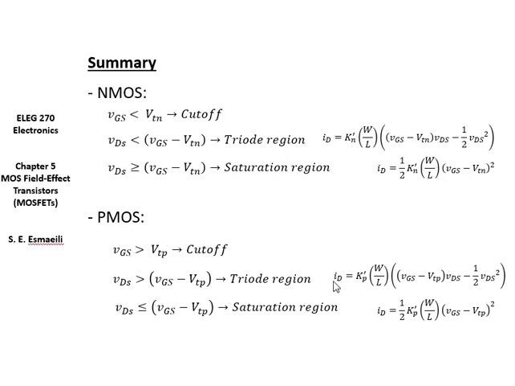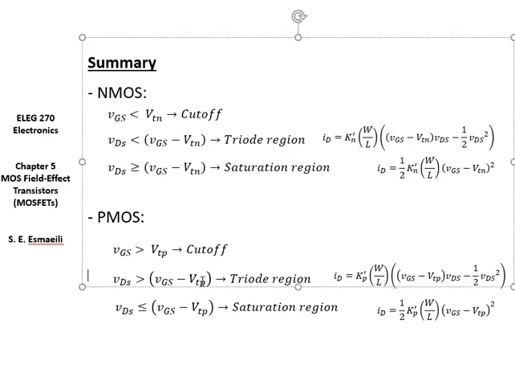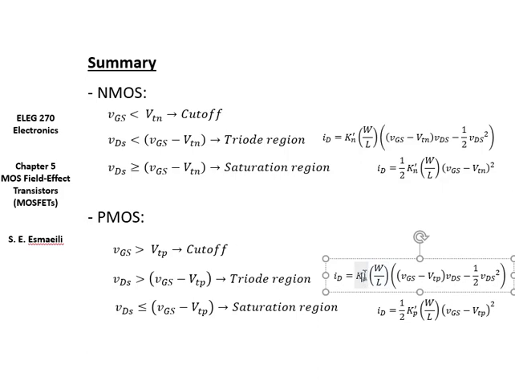In the PMOS, the formulas are slightly different. In the triode region, where this condition was met, your ID will be K prime of P, W over L, VGS minus VTP, times VDS minus 1 over 2 VDS squared. If VDS was smaller than VGS minus VTP, where we are in saturation, then your ID will be simply half of K prime of P, W over L, VGS minus VTP squared. Again, all of these parameters must be given to you, or there will be a way to find them in your circuit.